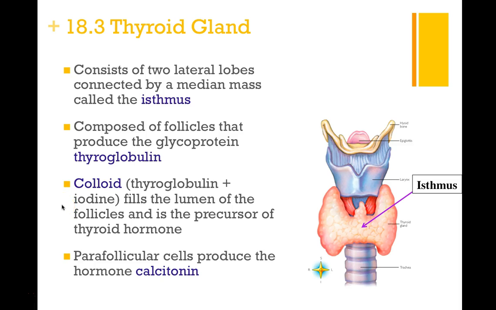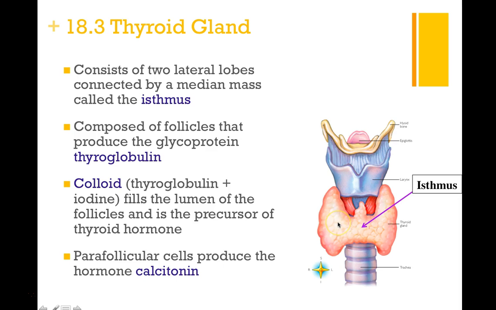Hello everyone and welcome to the portion of the endocrine system that will discuss the endocrine organs. So we'll start off with the thyroid gland, and you can see here in this image that the thyroid gland is located inferior to our larynx. It typically will have two lobes, although sometimes we can find a pyramidal lobe, and it is connected by a median mass called the isthmus.